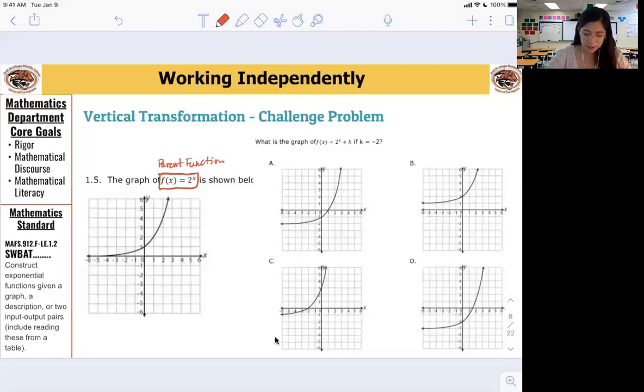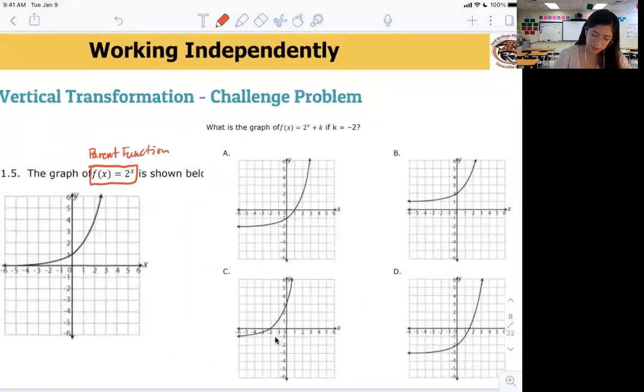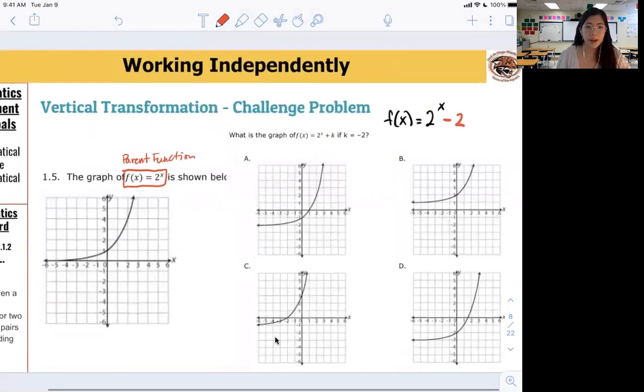Okay, then it says, what is the graph of f of x equals 2 to the power of x plus k if k equals -2? So what this is telling me to do is, and I'll zoom in a little bit because I know it's kind of small, what is the graph of f of x equals 2 to the power of x plus k? But then they're telling me that k is -2. So I'm going to replace that k with -2. So I have my original parent function, which of these answer choices is going to be my new function?